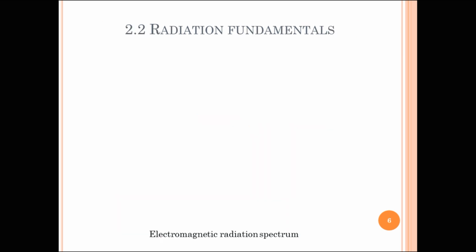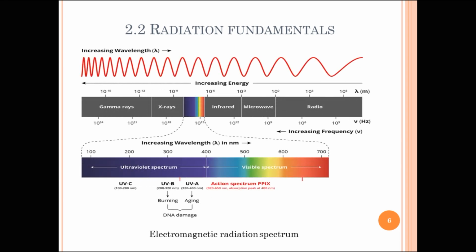Next one is radiation fundamentals. We all know the electromagnetic radiation spectrum. It is represented in this figure. In the order of increasing wavelength, we can represent the spectrum as gamma rays, X-rays, ultraviolet or UV rays, visible light, infrared, radio waves, etc., in which the visible spectrum is quite narrow.